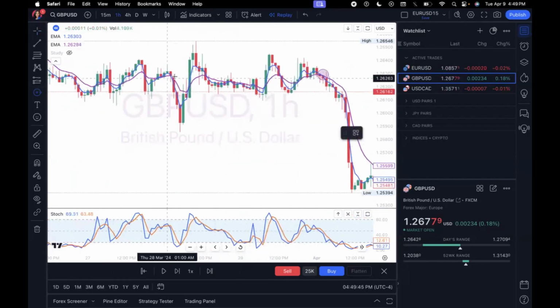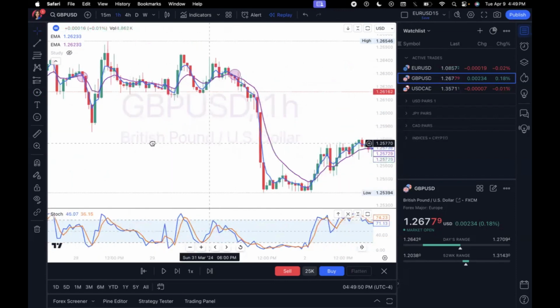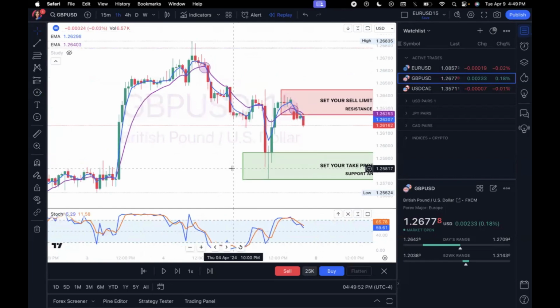And the more you backtest and get on your charts, the more you'll see examples of this if you choose to try this strategy out. Now, that is one confirmation that I look for a sell, which we can see here.